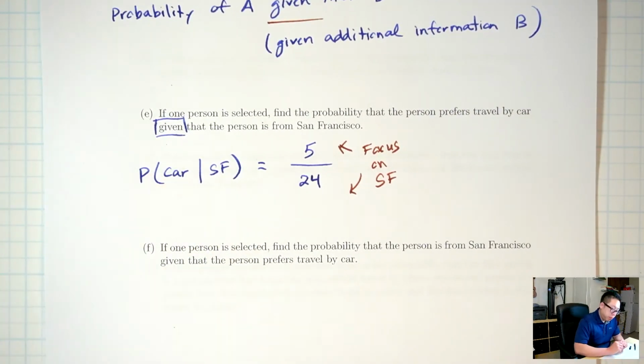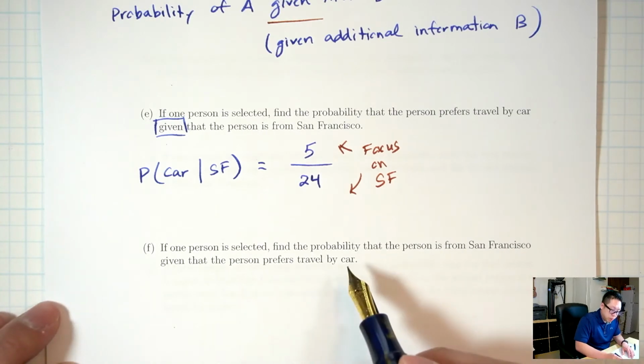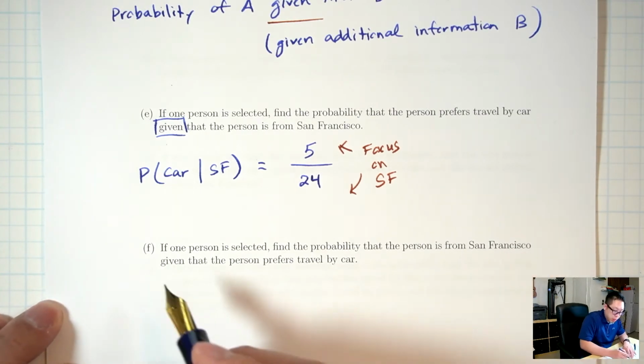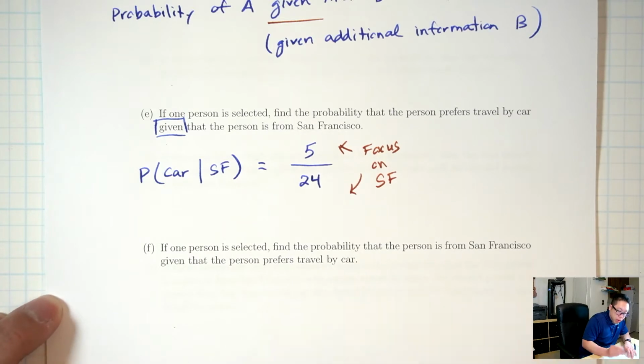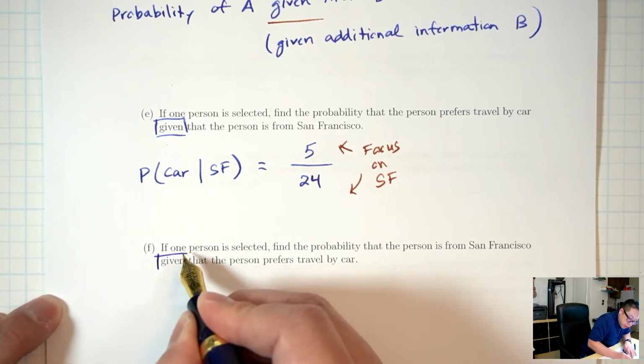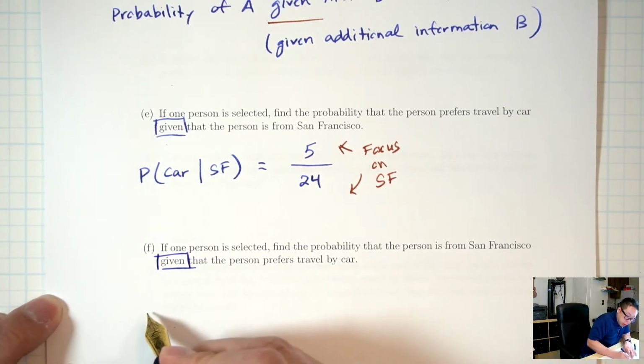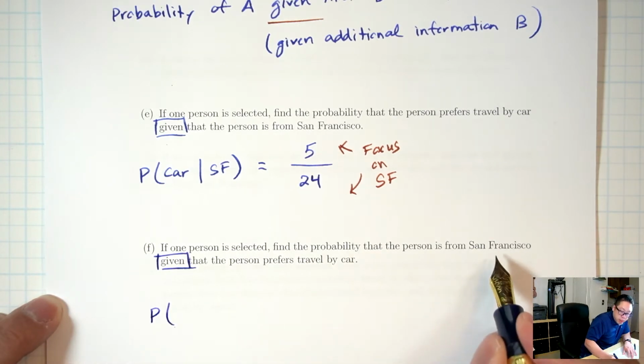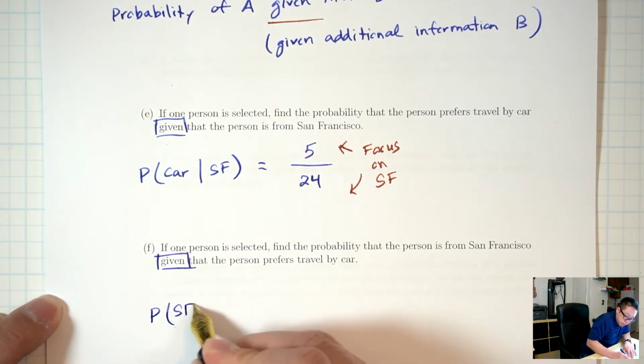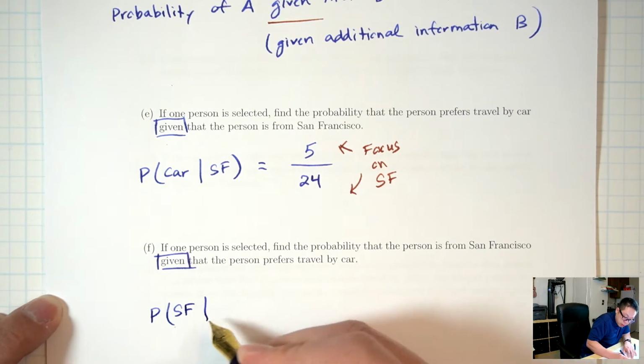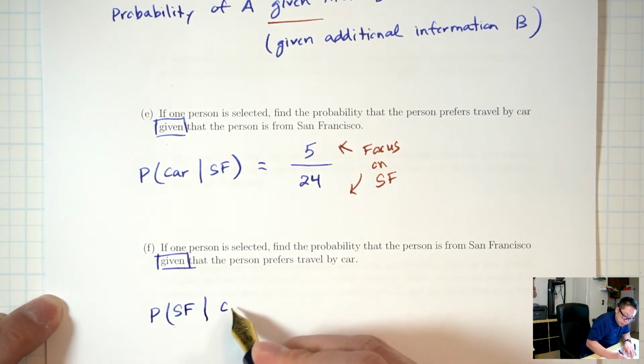Part F. If one person is selected, find a probability that the person is from San Francisco, given that the person prefers travel by car. Once again, keyword here is the word given. In symbols, what I'm looking for here is probability San Francisco, given, that's the line, car.